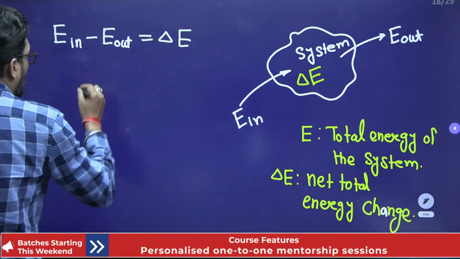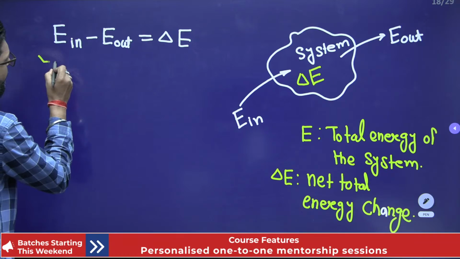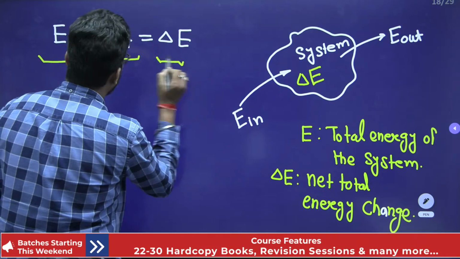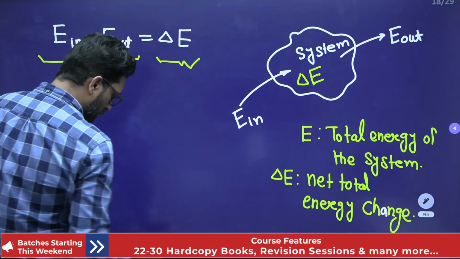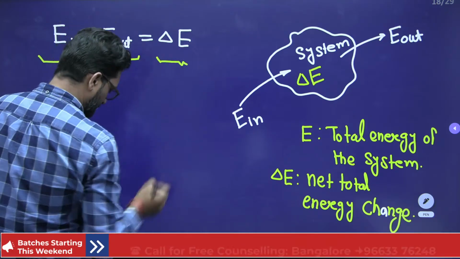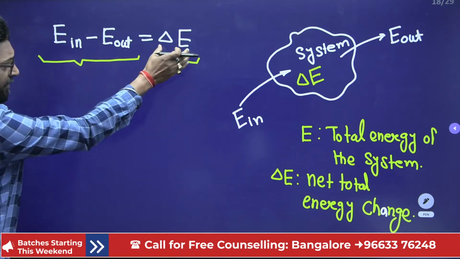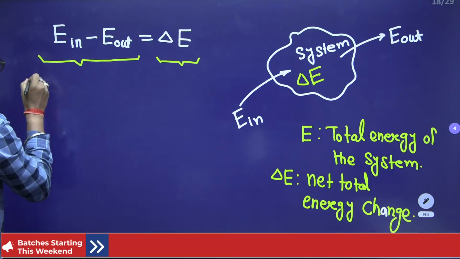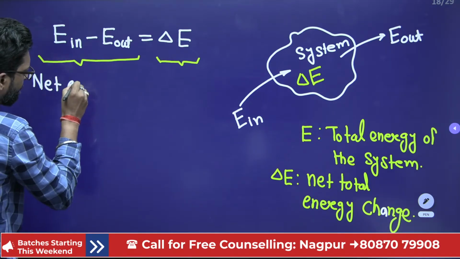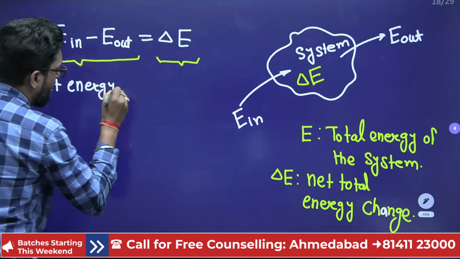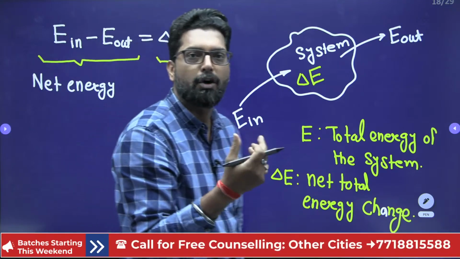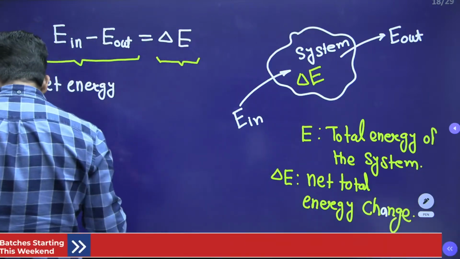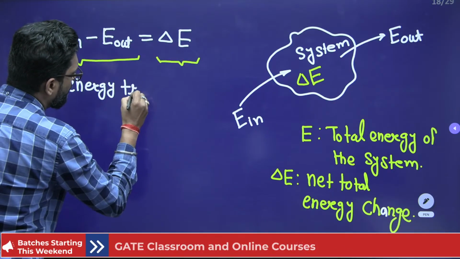Okay. Now, this is very important. This change is not transfer. This is your change and this is your transfer. So this change is equal to the net transfer. This transfer is responsible for the net energy change. These are the basic terms, the ABCD of thermodynamics. If you don't know them, you cannot solve any single problem of PYQ. Okay. So net energy transfer, very important.